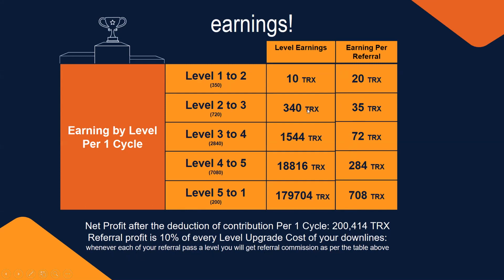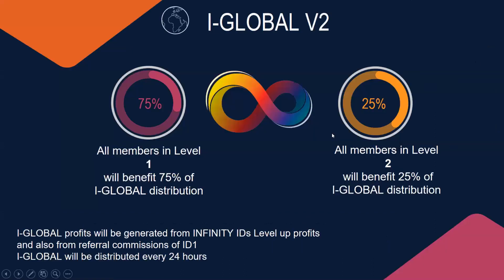I repeat myself here: all these earnings are your net profits. There is no further cut, and all these figures come to your wallet immediately whenever you pass from level to level. There is no accumulation of profits, no delay, nothing. This is peer to peer. Whenever you pass a level, you get this immediately, and so on, with no delay or accumulation of profits.